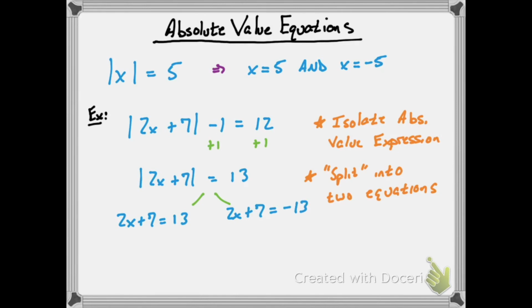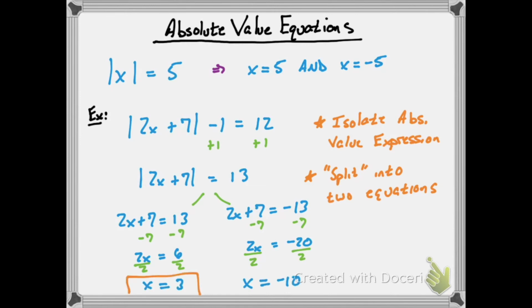Then we solve both pretty normally. Subtract 7 from both sides, divide both equations by 2, and we'll end up on the left side with x is equal to 3, and on the right side with x is equal to negative 10. So in essence, our last step really was to solve both equations that were created by the absolute value equation.